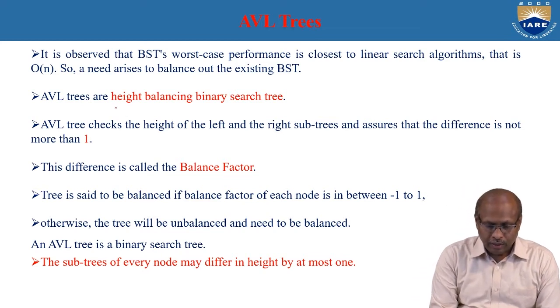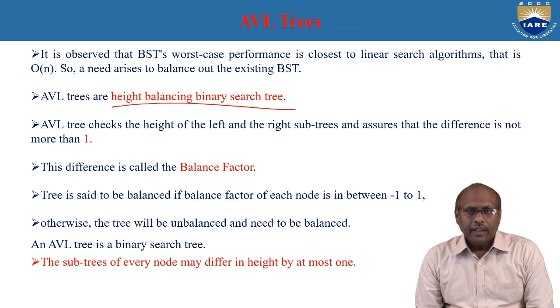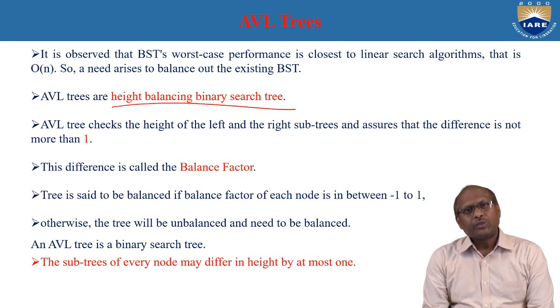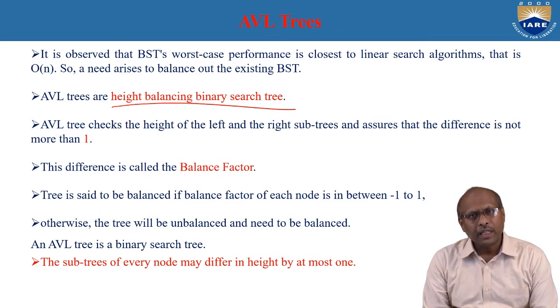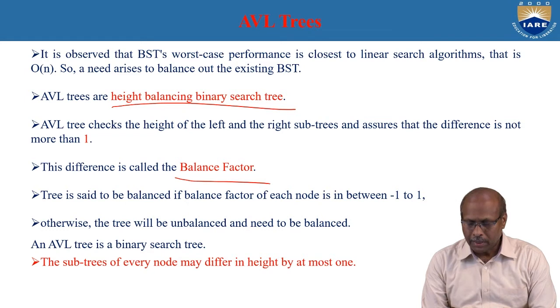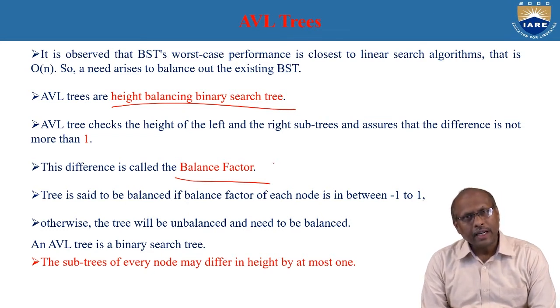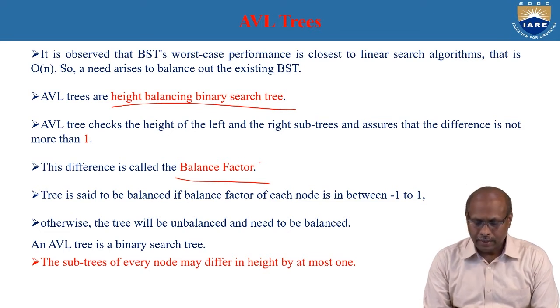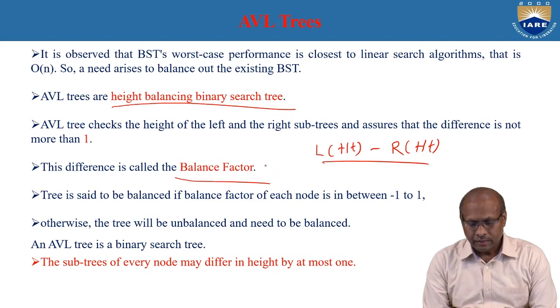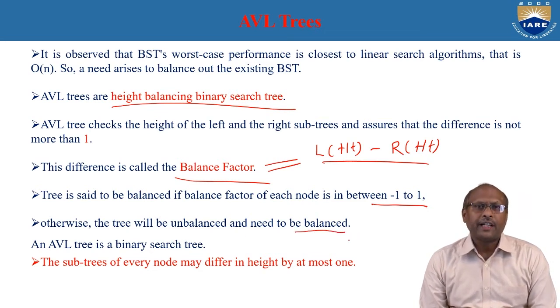AVL trees are also called height balanced trees, and the ultimate goal is that you have to calculate the balance factor. The balance factor should be either 0 or -1 or +1. And how to calculate the balance factor? The balance factor can be calculated by subtracting the height of the right subtree from the height of the left subtree. That means left height minus right height. If you subtract these, you will get the balance factor. The tree is said to be balanced if the balance factor is between -1 and +1. Otherwise, it is imbalanced. It is not at all balanced.